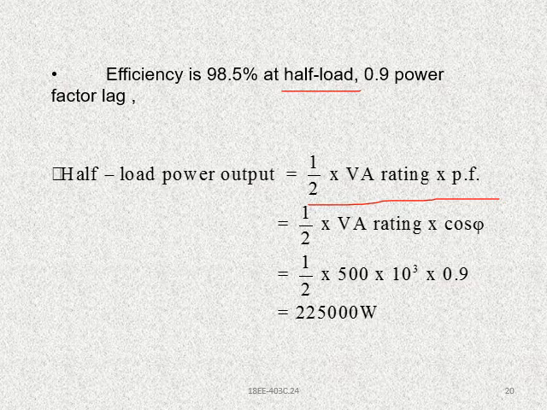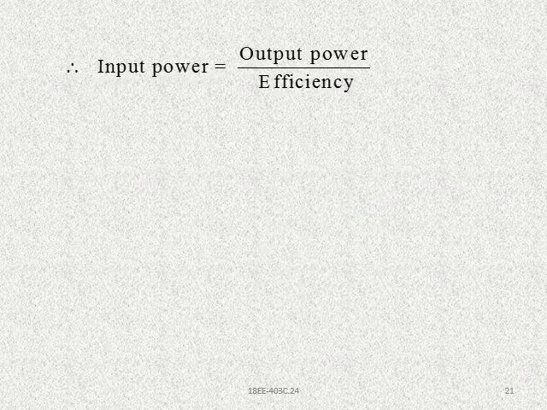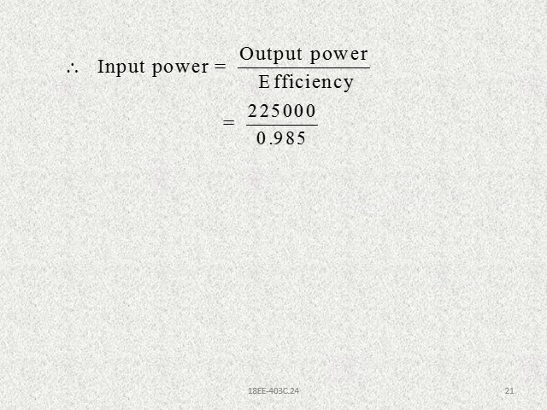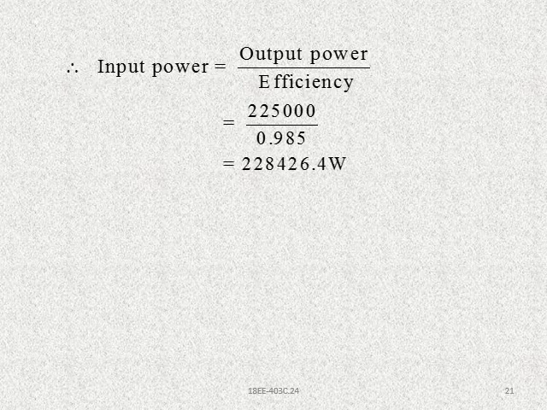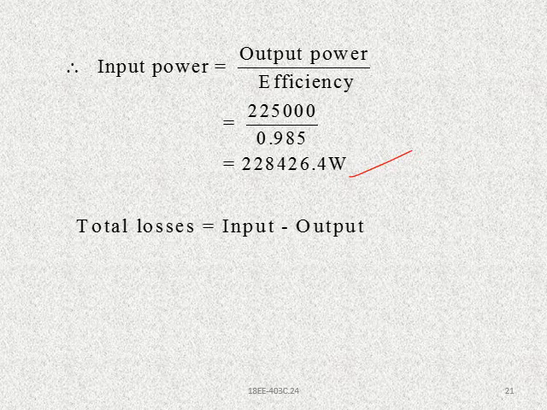This is only the power output, and you know that we have the efficiency and the output, so we can easily find the input power. The input power is equal to output by efficiency, which is 225,000 by 0.985. That gets you 228,426.4 watts. And the total losses is equal to input minus output.